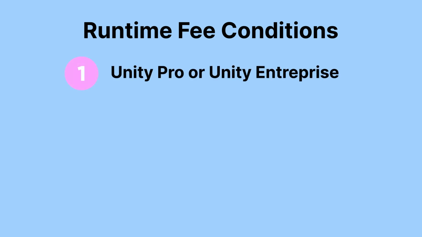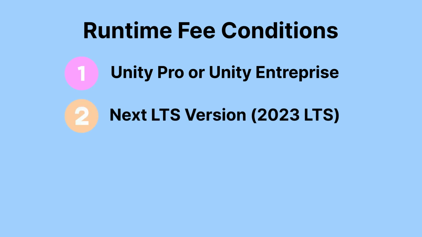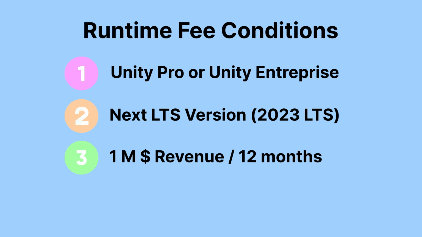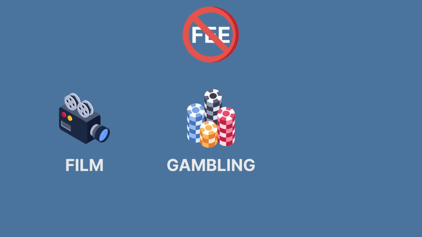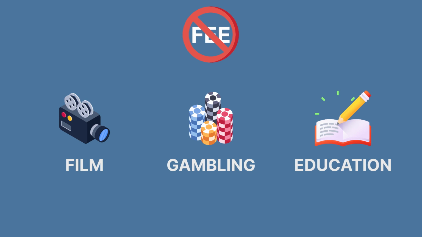Alright, now let's review the conditions that will make you subject to the new fee. 1. You are on Unity Pro or Enterprise. 2. You are using the next LTS version or above. 3. You generated more than 1 million gross revenue on a trailing 12 months basis. And 4. You have more than 1 million lifetime initial engagements. Quick note, this fee does not apply if you are on a film, gambling, or education subscription plan.